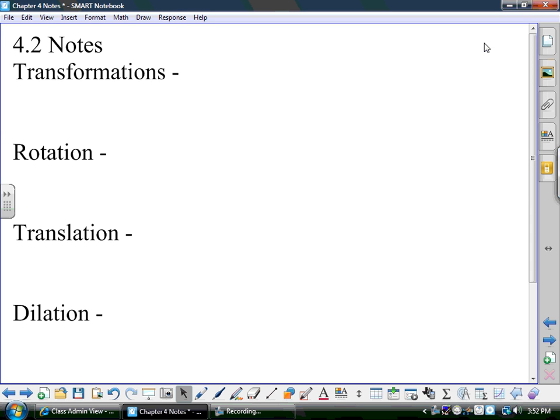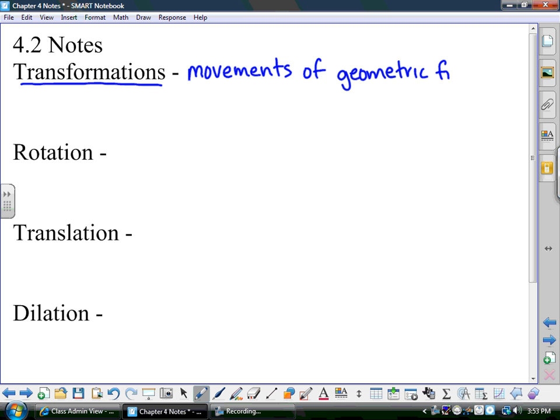4.2 notes in Algebra 1 are about transformations. Transformations are movements of geometric figures in the coordinate plane.